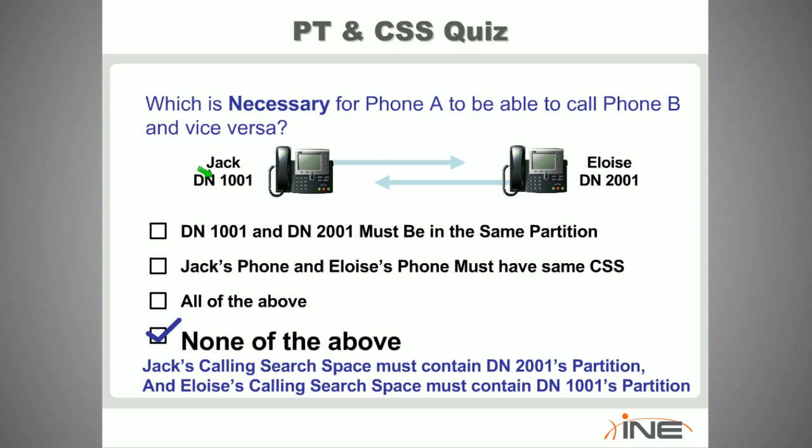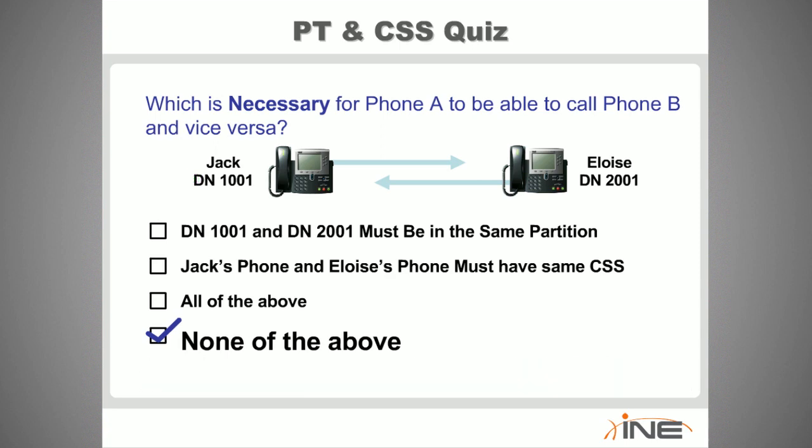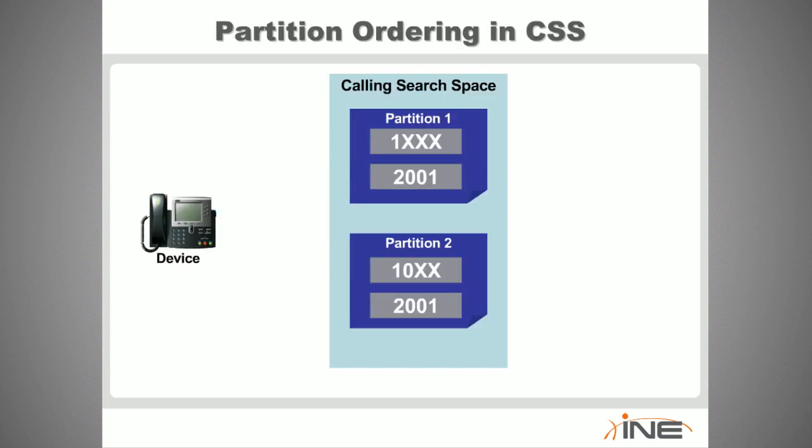It's very possible for Jack and Eloise to have their DNs in the exact same partition, but for Jack to be able to call Eloise only and Eloise not be able to call Jack. If that were the case, Jack's calling search space or filing cabinet would contain Eloise's DN partition. However, Eloise's calling search space or filing cabinet would not contain the directory or partition that Jack's DN happens to be inside of.